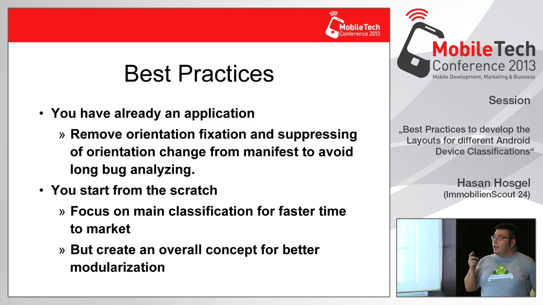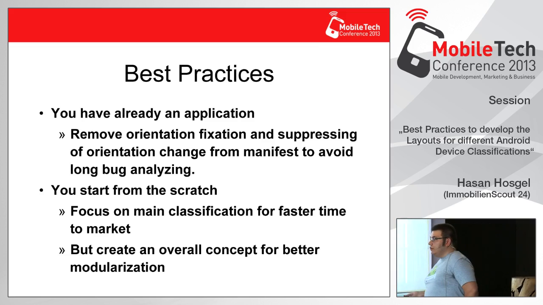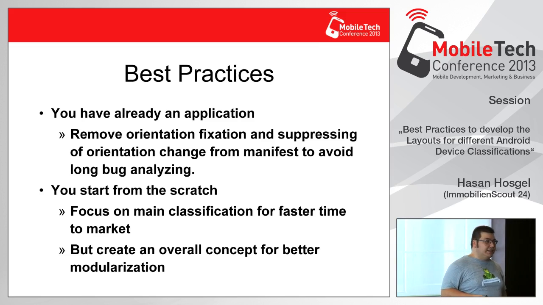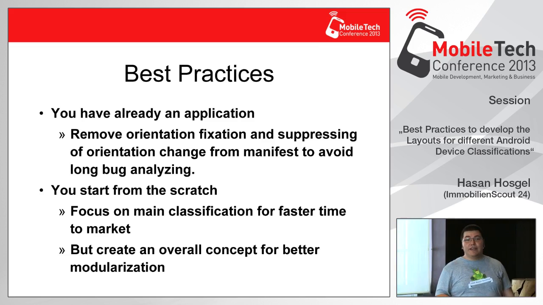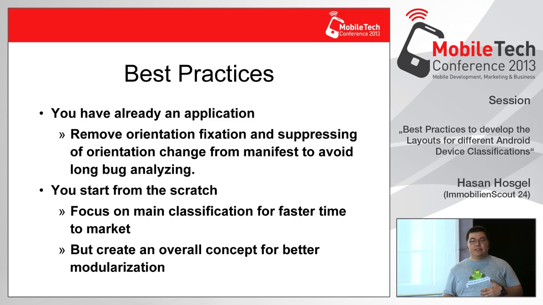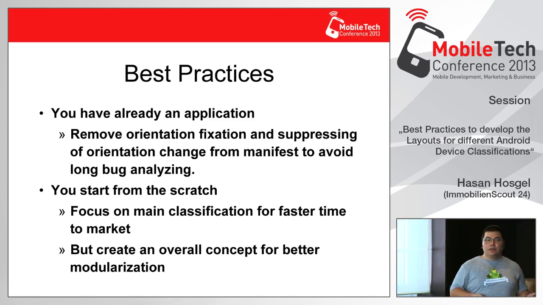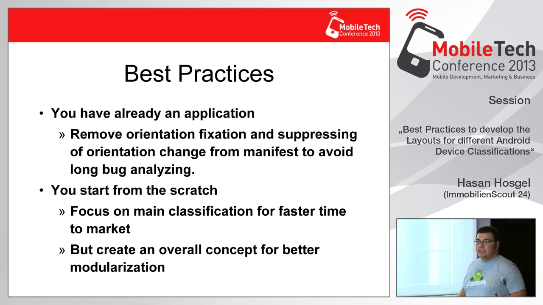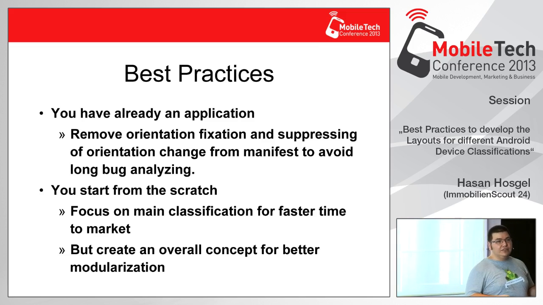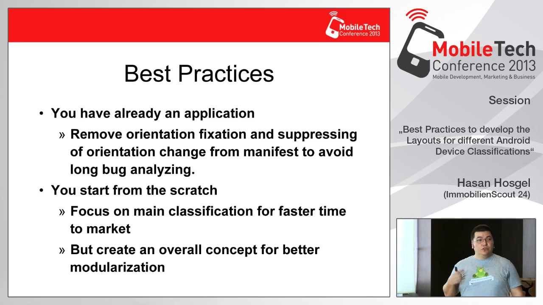And that's one of those problems. And if you start an application from scratch, you should focus on the main classification for faster time to market. The main classification depends on the use case which you want to create. If you, for example, have a navigation app, normally you don't use a navigation app on a tablet. So the tablet shouldn't be your main classification which you start with. It should be phone. But if you have a catalog with a lot of images, you should make a tablet version, because normally the guy is sitting in their living room, having the tablet on their knees and looking through the catalog. So that should be the tablet version, which you should create at first.